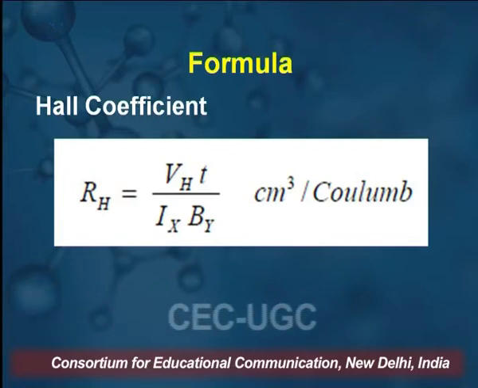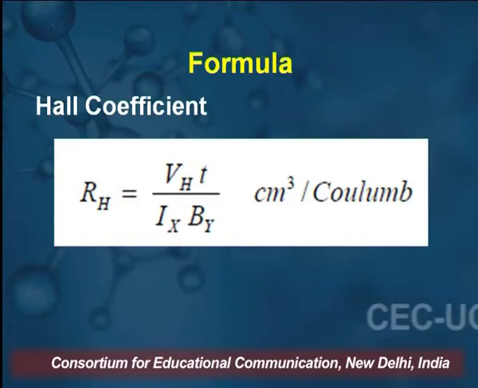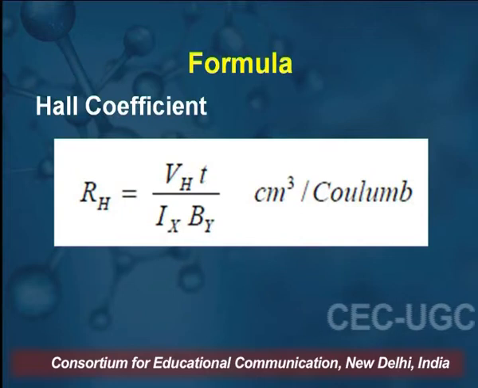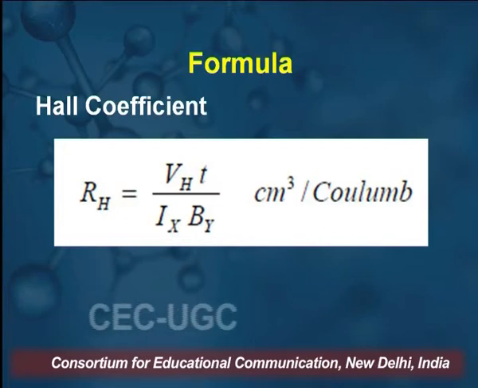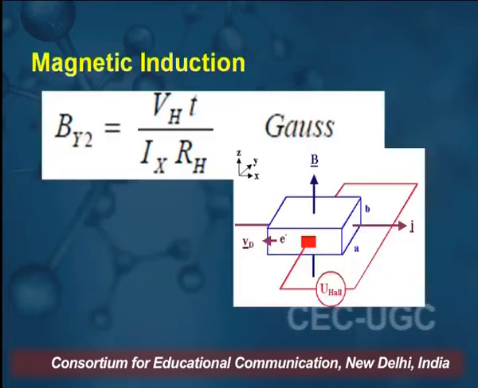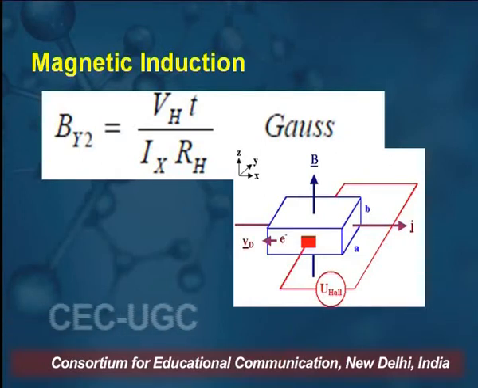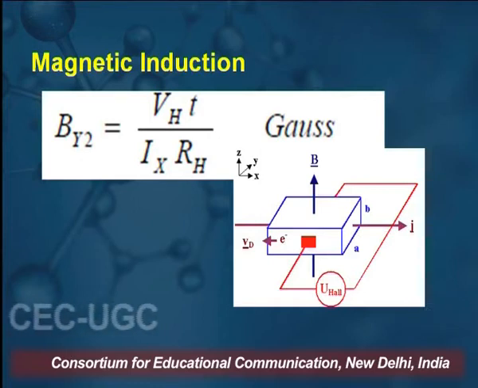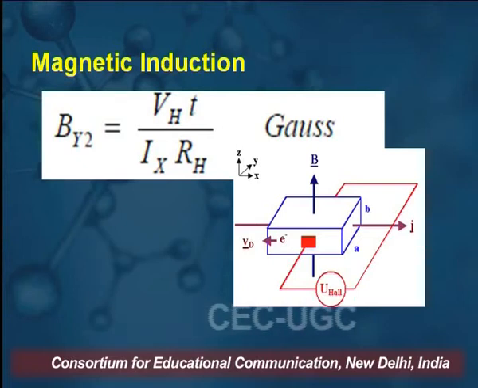We already discussed that we change the Ix. By changing the Ix, the VH will change, and we note that in the observation table. The thickness of the specimen is fixed and already given, and By is the magnetic field, which we keep constant at 1500 Gauss. Now the magnetic induction By is equal to VH T by Ix and RH. So the magnetic field in Gauss can be found by this experiment. As we know RH, we can find By.